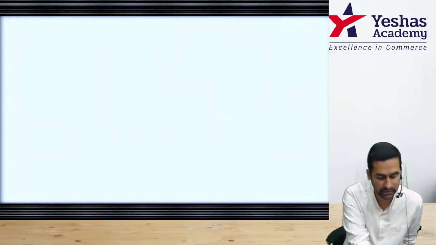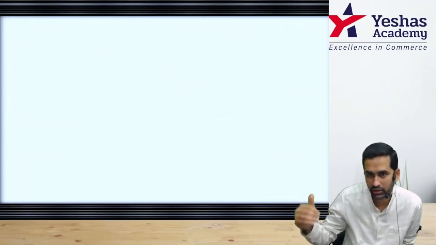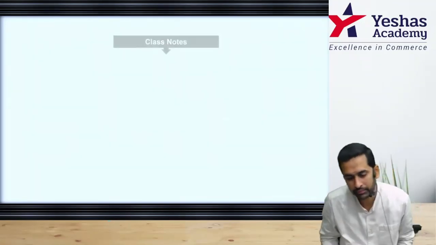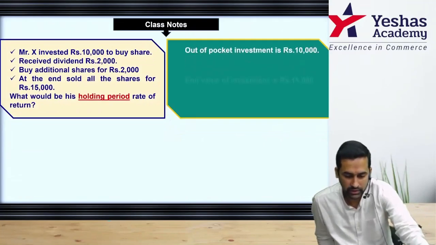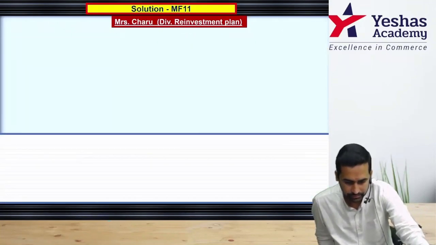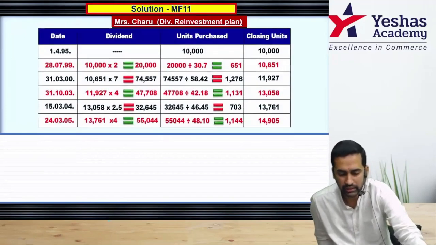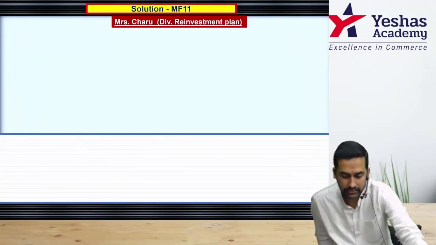And in the question I can see there were 5 incidents where dividend was reinvested. That means this will be a slightly lengthier working note, because you have to first find out number of units held, correct, on the day of sale. Yes, this I'll discuss later. Start. Mrs. Charu, dividend reinvestment plan. Heading, dividend reinvestment plan.